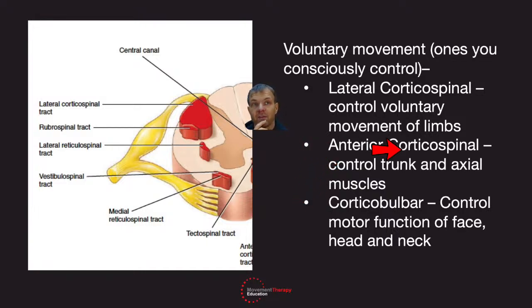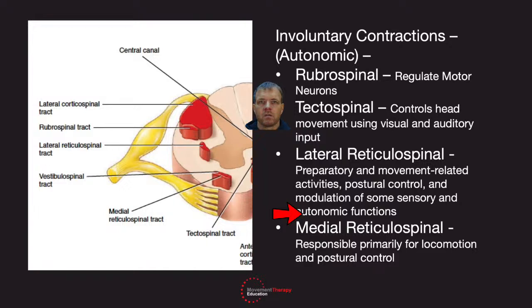Then we've got anterior corticospinal, which controls the trunk and axial muscles, and then corticobulbar controls the motor function of the face, head, and neck. Okay, so we've got different pathways again, but this time for motor. Okay, so the information is coming down in different elevators depending on what region of the body that it's going to. Okay, cool.